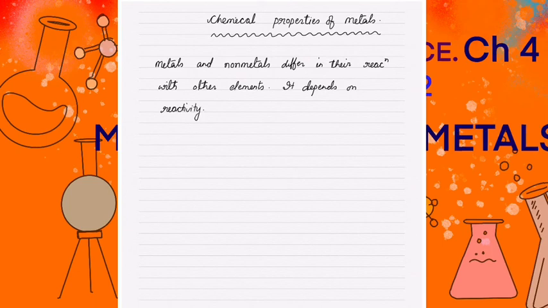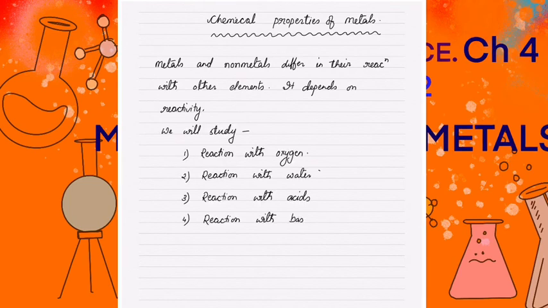All the metals and non-metals react differently towards different reactions, and it all depends on the reactivity of the metals or non-metals. In this chapter we will study some of the chemical properties, which are as follows: the reaction with oxygen, the reaction with water, the reaction with acids, the reaction with bases, and displacement reaction.